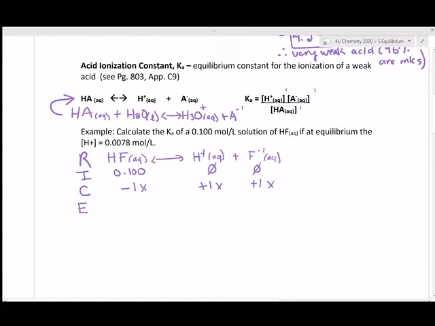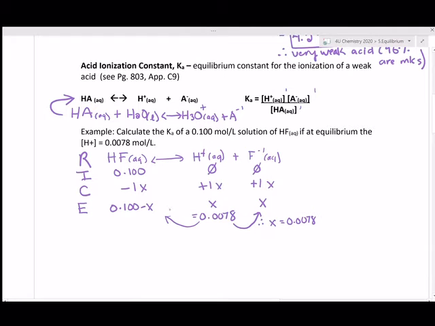So at equilibrium, we're going to have 0.1 minus x, x, and x. However, look, they told us that the hydrogen ion concentration was 0.078. So x is equal to that, and therefore we can sub that in. So x over here is the same value, obviously.